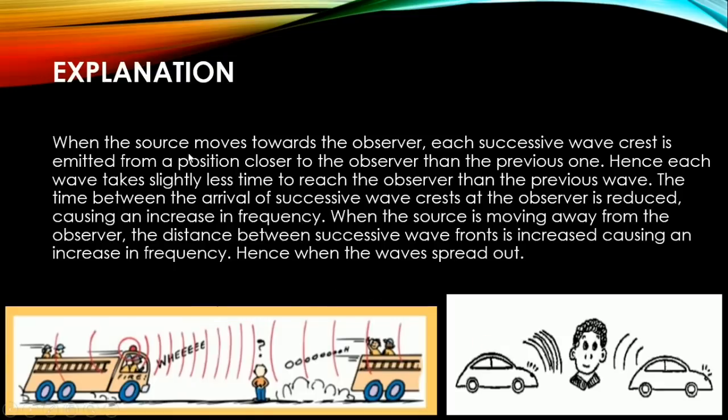Explanation. When the source moves towards the observer, each successive wave crest is emitted from a position closer to the observer than the previous one. Hence, each wave takes slightly less time to reach the observer than the previous one. The time between the arrival of successive wave crests at the observer is reduced, causing an increase in frequency. When the source is moving away from the observer, the distance between successive wave fronts is increased, causing a decrease in frequency. Hence, the waves spread out.